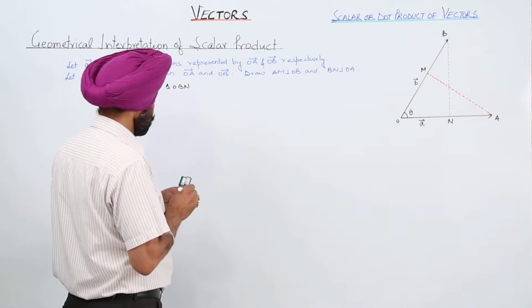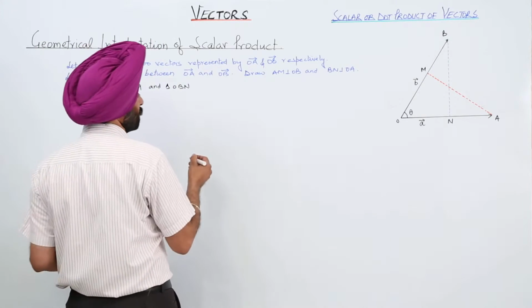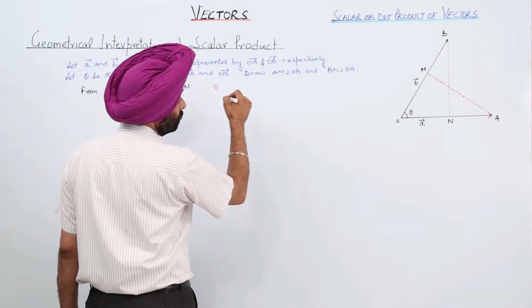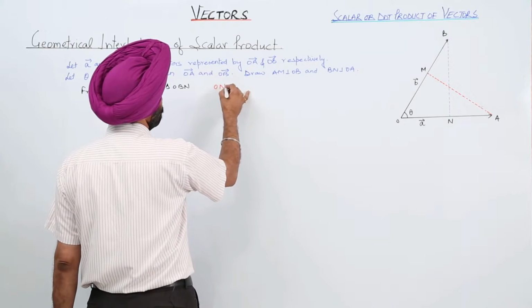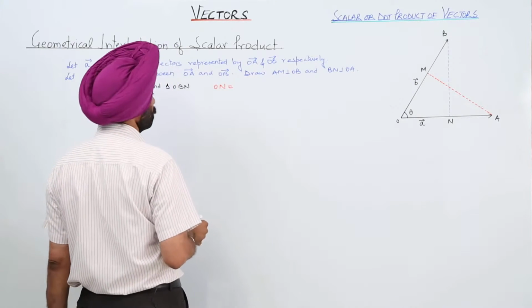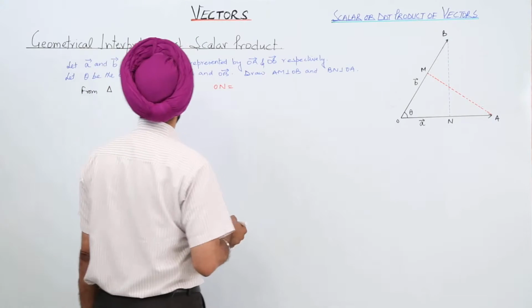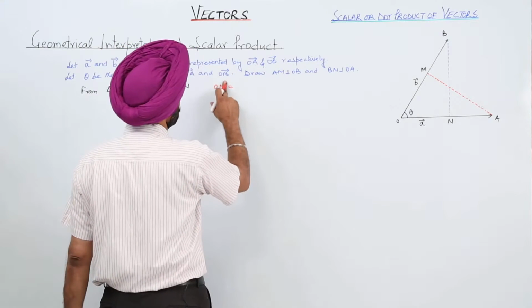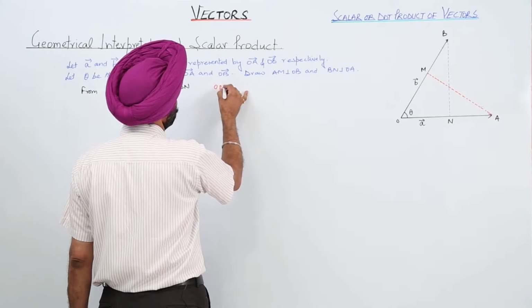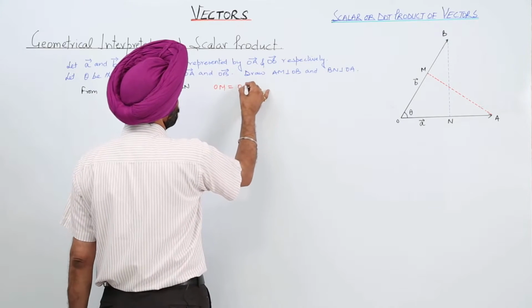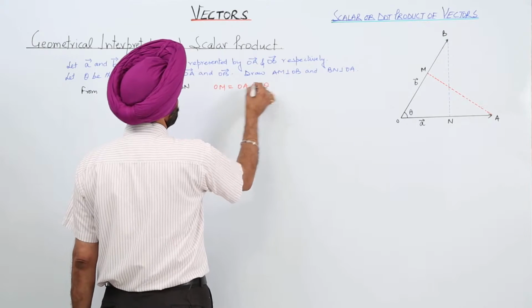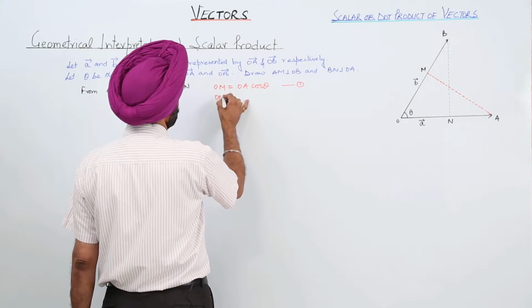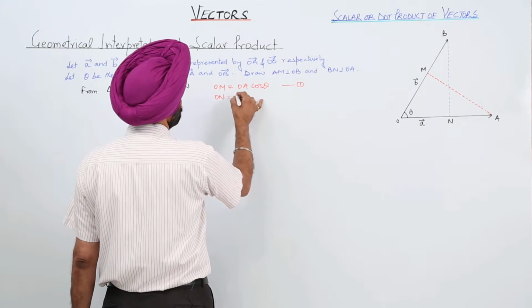Now what can we write? From triangle OAM, we will be taking OM first. OM is equal to OA cos theta, number 1, and ON is equal to OB cos theta.